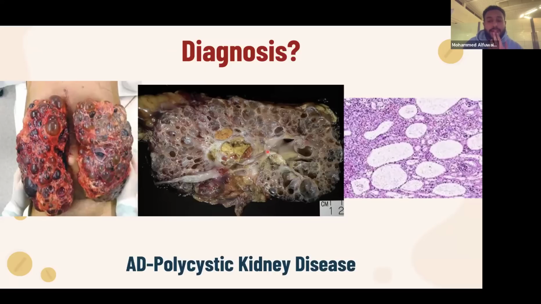Why headaches? Berry aneurysm, perfect. And also could present with right upper quadrant pain. Why? Hepatic cysts, good. Liver cysts, good. Now, these patients also will have hematuria, renal failure eventually, and so on.